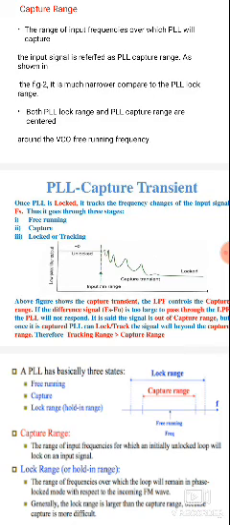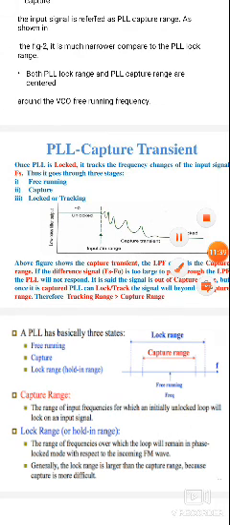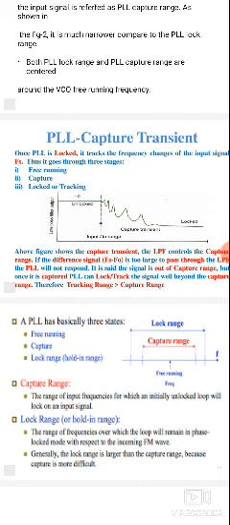PLL capture transient. Whenever the PLL is locked, the phase detector or phase comparator input frequency equals the output frequency of the VCO, the voltage controlled oscillator. Only then is it in a locked state. Once the PLL is locked, it tracks the frequency changes of the input signal. Only when it is locked in can it track or observe the frequency changes in the input signal.